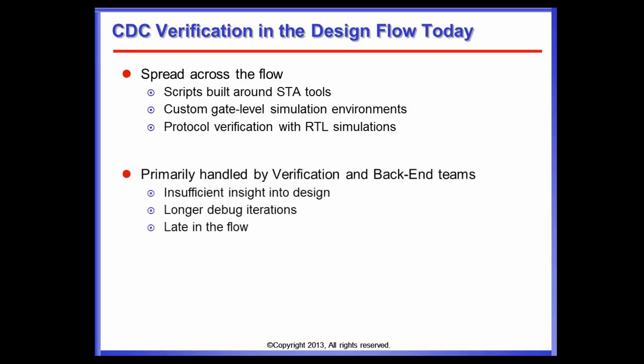That leads to this kind of verification usually being done by the back-end or verification teams, not by the front-end designers. Those guys might not have enough insight into the design. It's a longer debug iteration because you work on the netlist, and it's late in the flow, causing a long iteration cycle to fix this problem, because you have to go back to the front-end design, run the simulations there, the regression tests, go through the implementation, and check it again there.